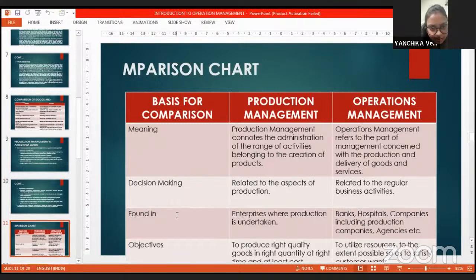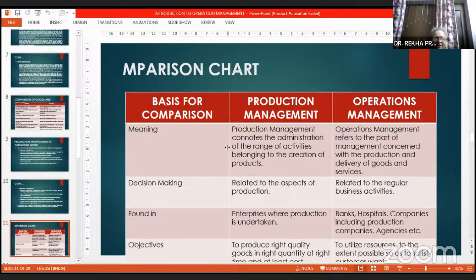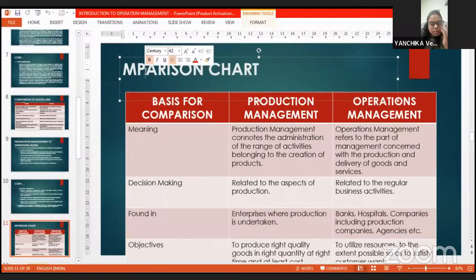Basic. And actually there's some comparison chart. It is not there. Just one second.